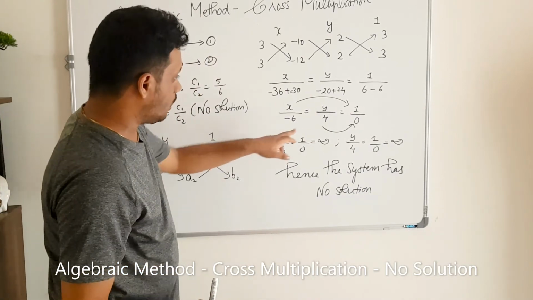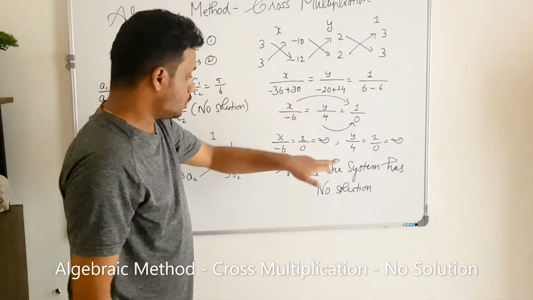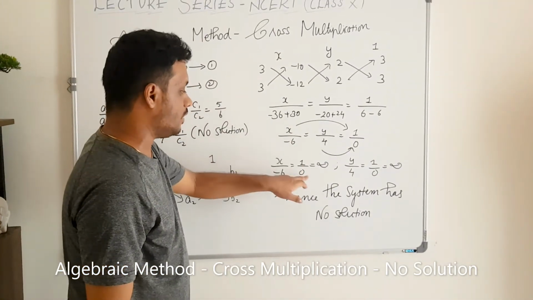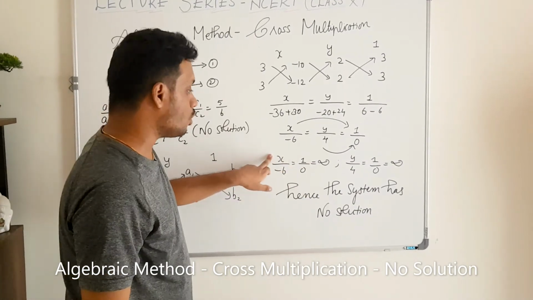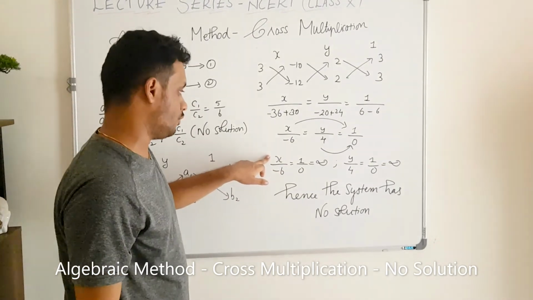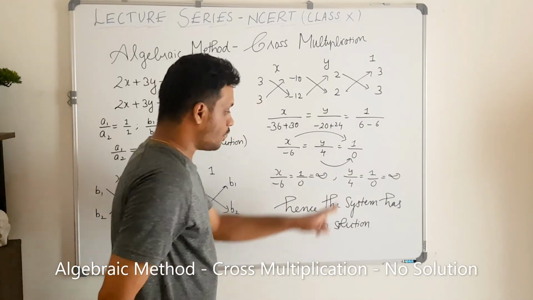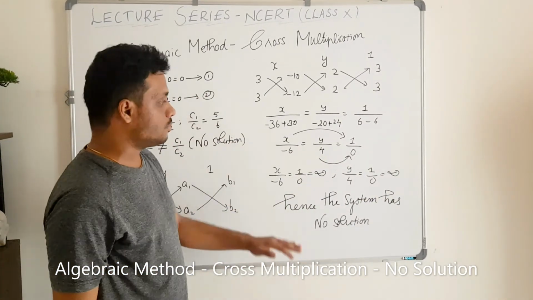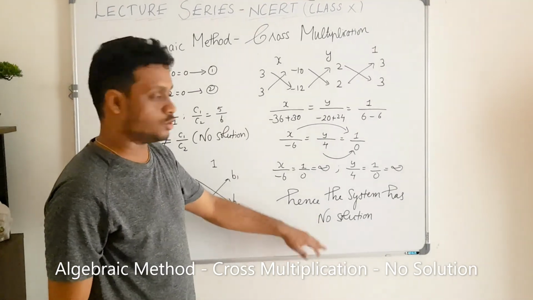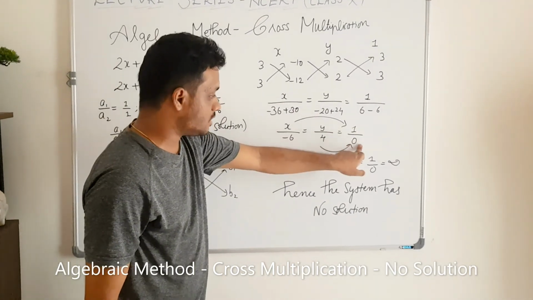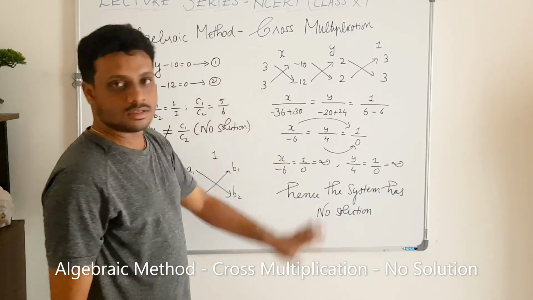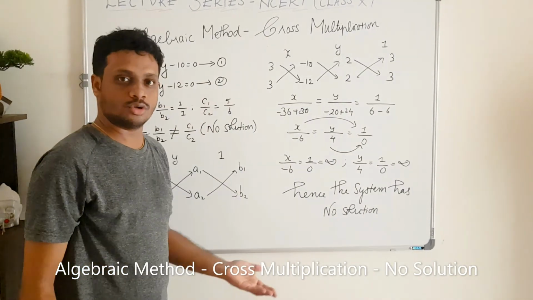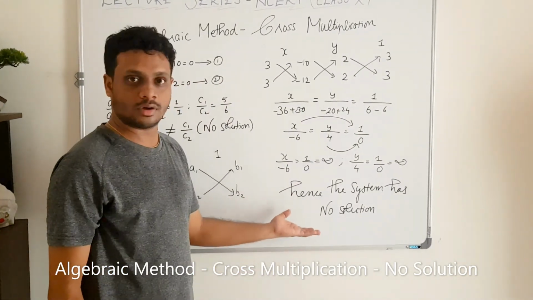When I do x with 1, you see the denominator of the x is 0. So any number divided by 0 is going to be infinite. So x will not have any value, we will not be able to find a value for x. And the same situation arises for y as well, because y also becomes infinite. Therefore, this system of equations has no solution. So whenever we have 1 by 0 as a constant term, then that system comes under the category of no solution. So we will not be able to find the value of x and y.